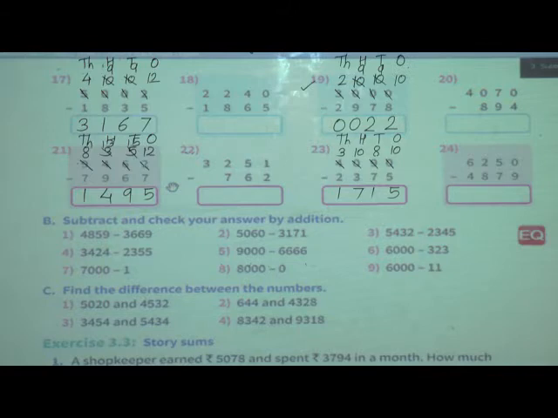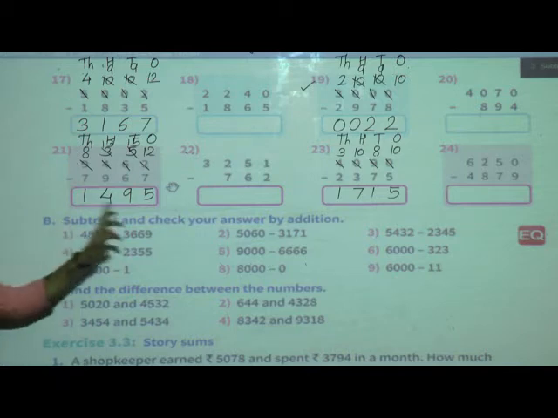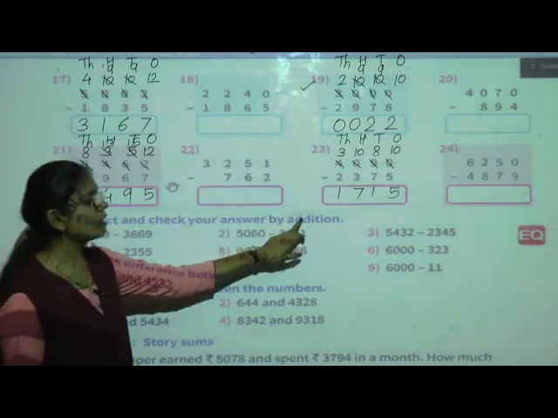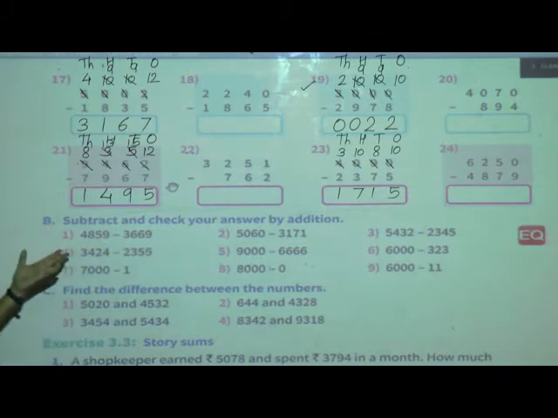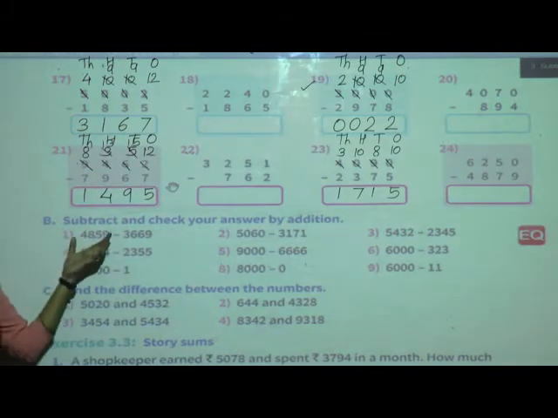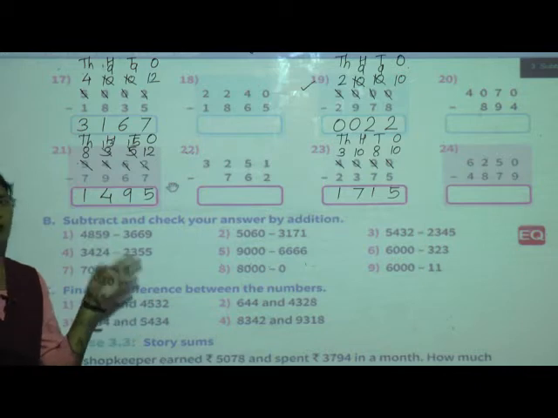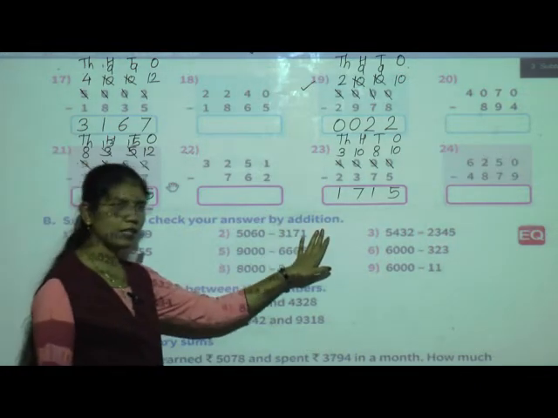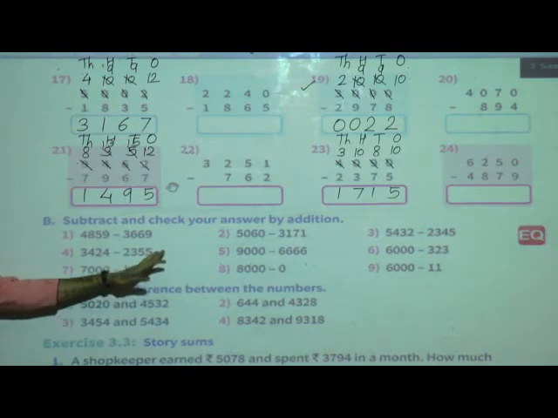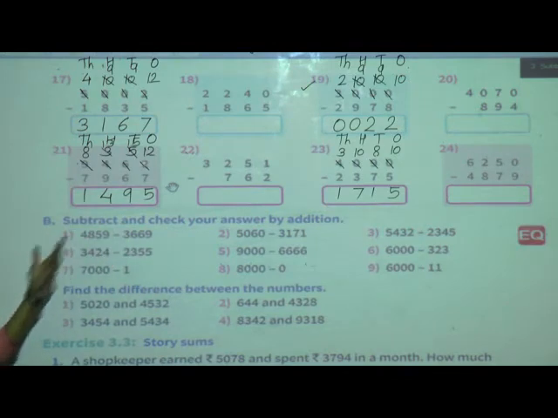Okay. Now we are going to see question number B. What is question number B? Subtract and check your answer by addition. Now, students, here we have to do the subtraction and then again check our answer by addition. Here the numbers are given in a horizontal way. So first of all we will put the numbers in the place value chart vertically. One by one we will solve. Here also 9 sums are there in total.